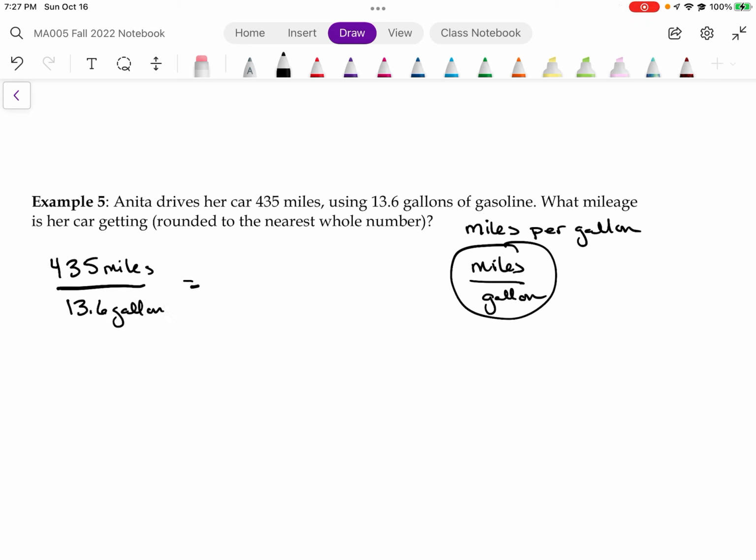So I put that in my calculator and I get 31.98529 and a bunch of stuff, but it's supposed to be to the whole number. All right, so we're just going to go to the whole number, that's 31. So this becomes 32 because the 9 brings it up. So 32 miles per gallon, or you could say 32 MPG because we use that in the US. MPG means miles per gallon.